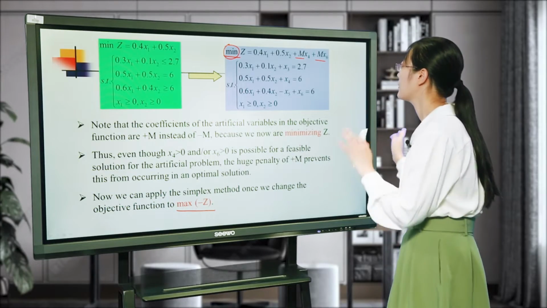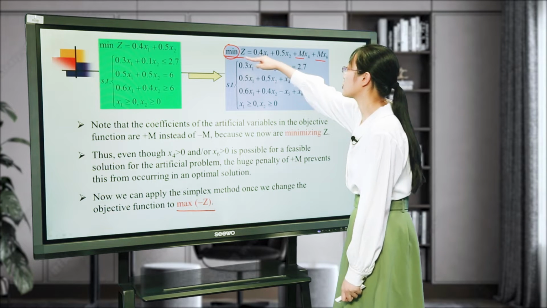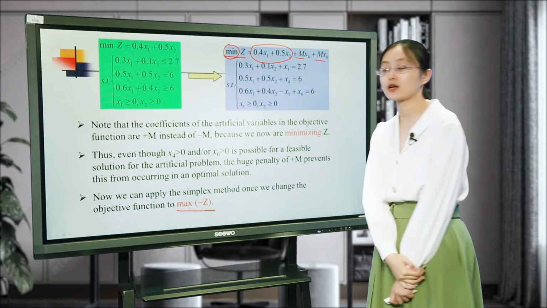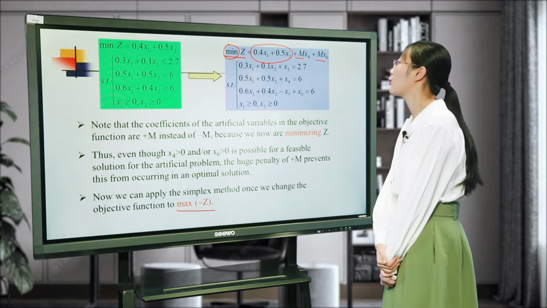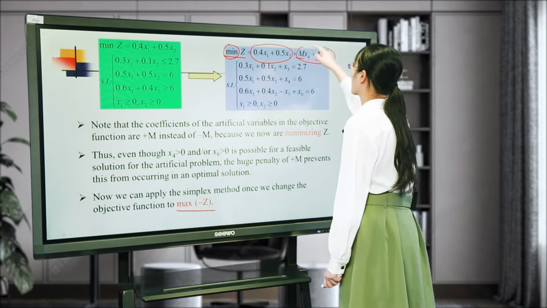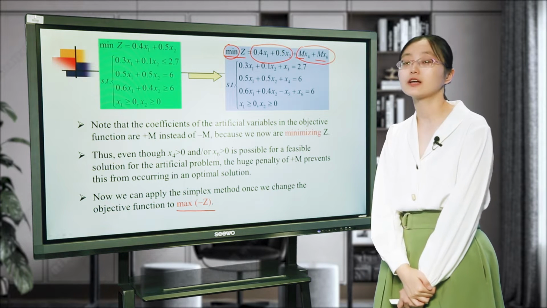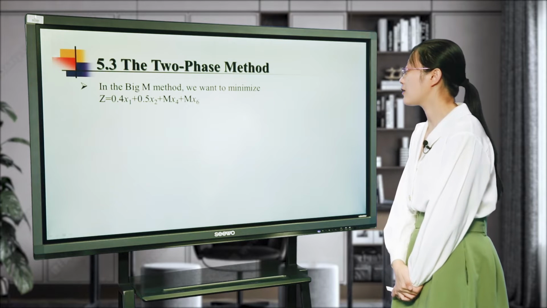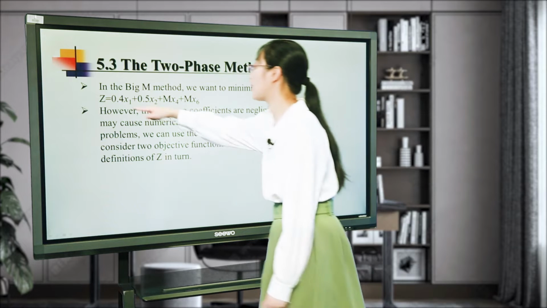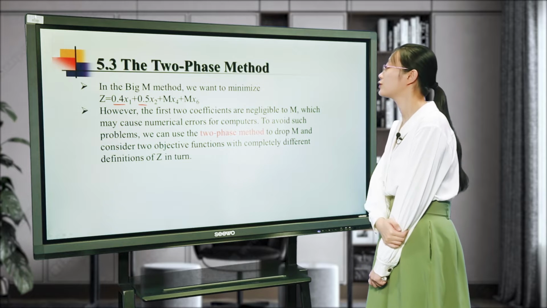In this problem, if we read it from another point of view, we can see that our objective function z consists of two parts. One part consists of our decision variables x1, x2, where their coefficients 0.4, 0.5 are relatively small. The other part consists of our artificial variables x4, x6, while their coefficients M are very huge numbers. So numerically, this M is very big compared to the coefficients of our original objective function.